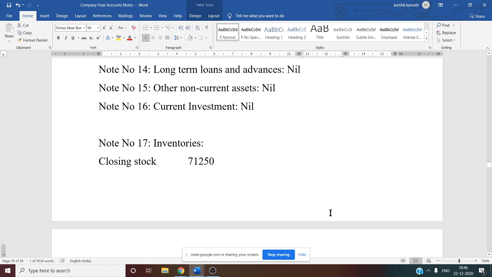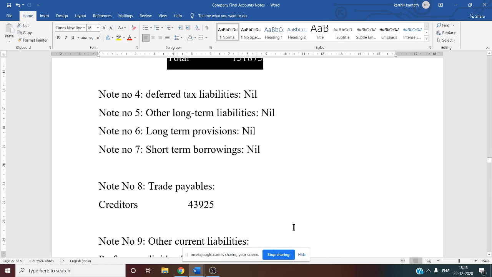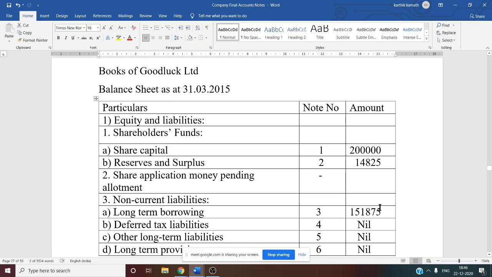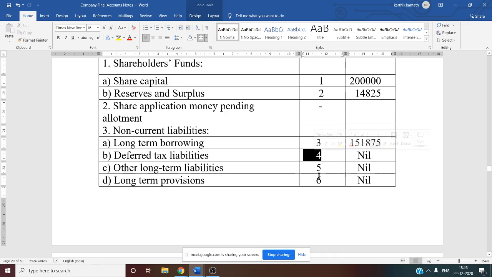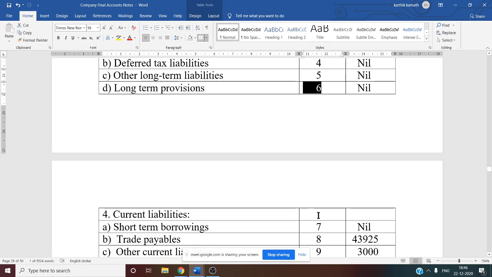Note number three, final total we want, that is 1,51,875. Same information you have to write. Under note number three, we have written 1,51,875. Deferred tax liability note number four, that is nil. Other long term liability note number five, nil. Long term provision note number six, nil. If you see the working note, there also we have written nil.